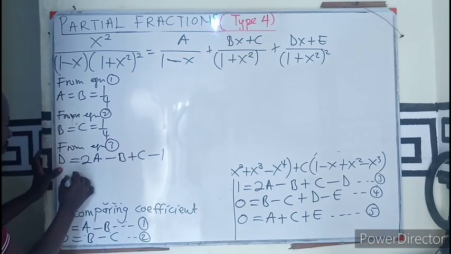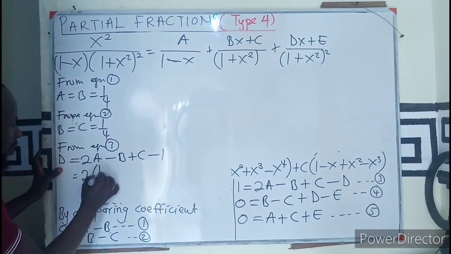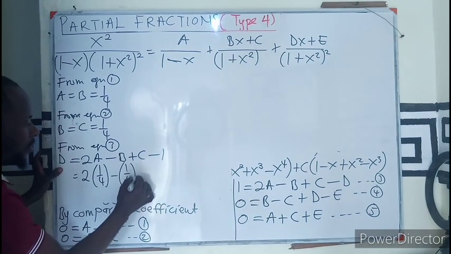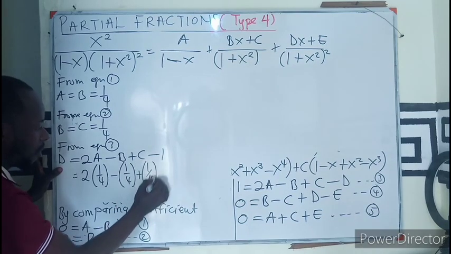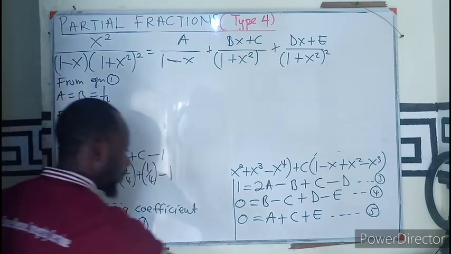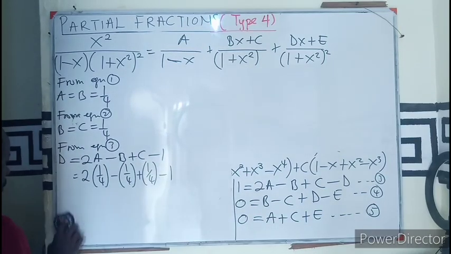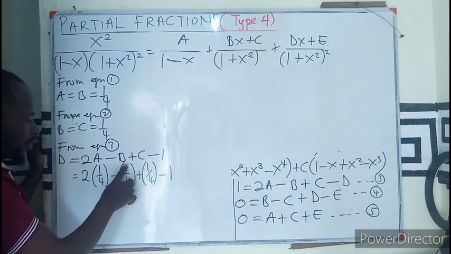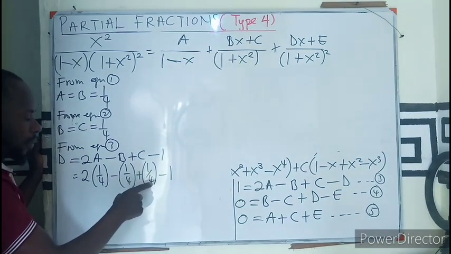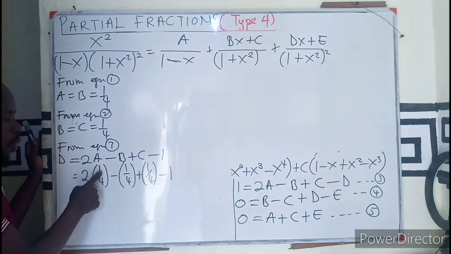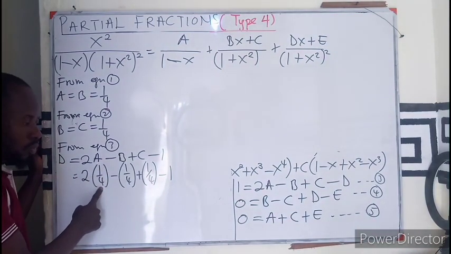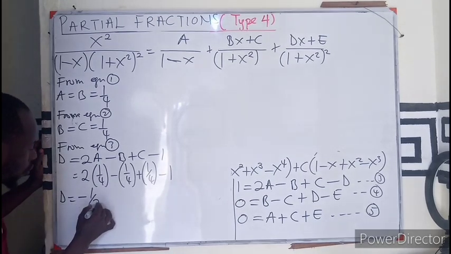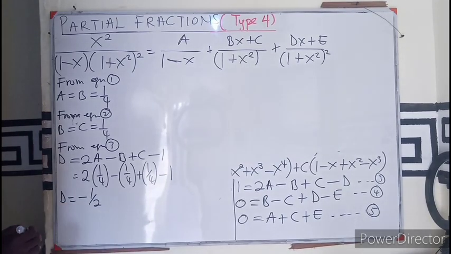But do I know what the A stands for? A stands for what? 1 over 4. B stands for 1 over 4. C stands for 1 over 4. Then minus 1. So what will happen? Don't forget, this minus 1 over 4 plus 1 over 4 will be 0. Here is going to be 2 over 4. That will be 1 over 2. 1 over 2 minus 1 will give you D equals to negative 1 over 2. So D is negative 1 over 2.